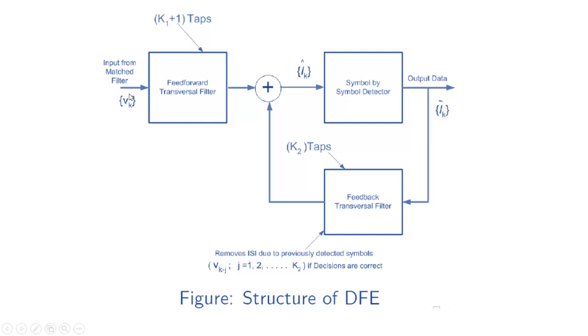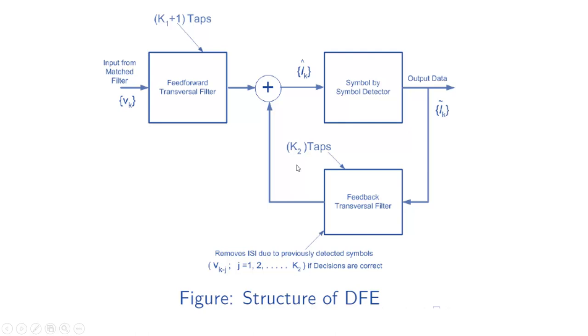Here, V_k is the input coming from the matched filter. This is a feed forward transversal filter with K1 plus 1 taps. The output of this filter will go to the symbol by symbol detector, and the decision is made about what symbol is transmitted. Let's say the first symbol comes here. It contains some information about the channel. So the information present in the received symbols will be fed back, and this information which is fed back will help in the detection process where the symbol by symbol detection will take place.